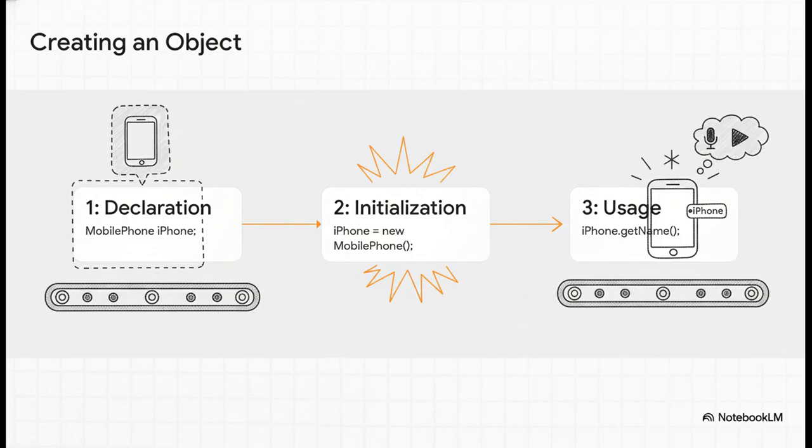Step 2 is where the magic happens. We use that special new keyword. This is us telling the computer, all right, grab that mobile phone blueprint and build me a brand new object right now. And then finally, in step 3, our object actually exists. So now we can use it. We can tell our shiny new iPhone object to do something, like get its name.